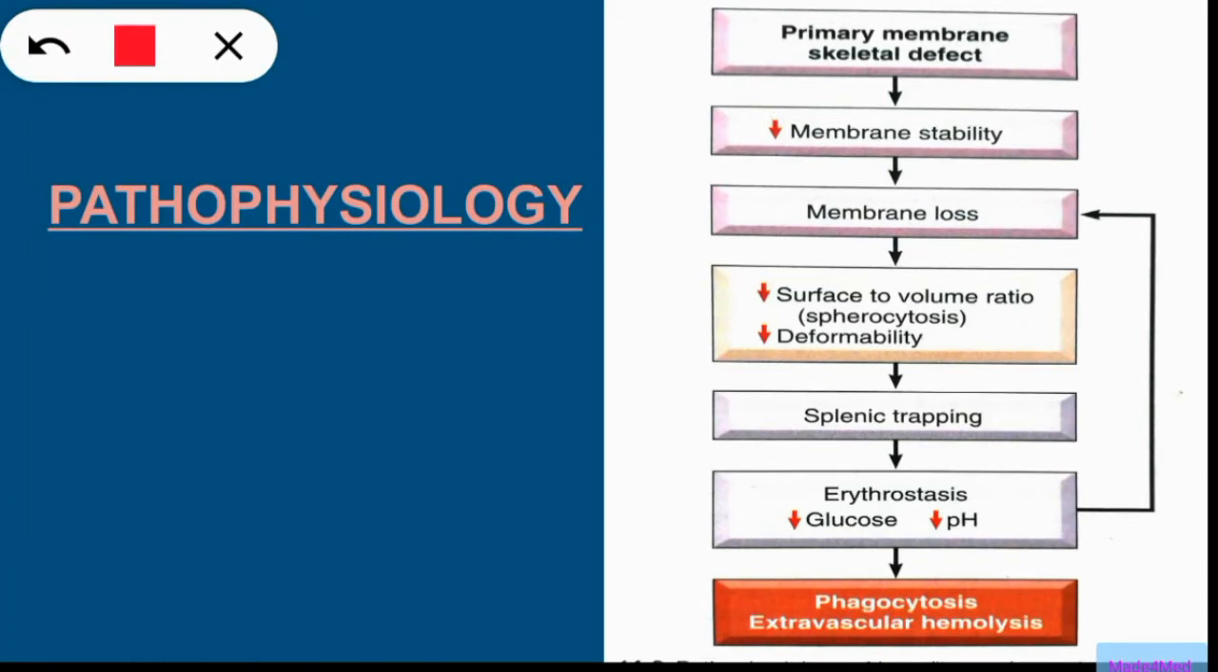Now coming to the pathophysiology of hereditary spherocytosis, we can see here. First, there is a mutation which leads to a primary membrane skeletal defect, and there is decreased membrane stability leading to membrane loss. The surface to volume ratio is decreased, so it has to take the shape of a sphere, which leads to decreased deformability, that is, it is not able to resist the changes that it has to undergo in the splenic cords.